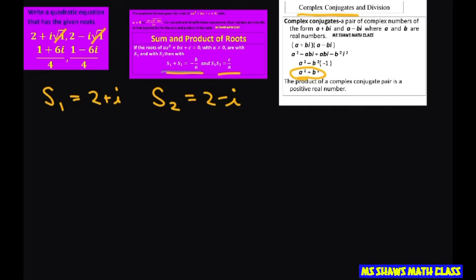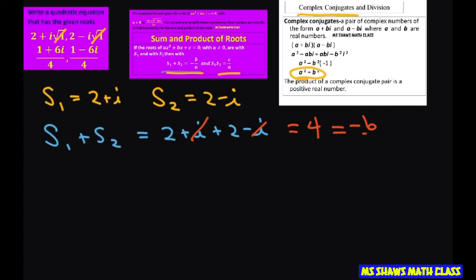So let's add these two up, solution 1 plus solution 2. That gives us 2 plus i plus 2 minus i. Well, the i's cancel, and this gives you 4. And this is going to be your negative B divided by A. I don't know what my A is yet until I do the product.